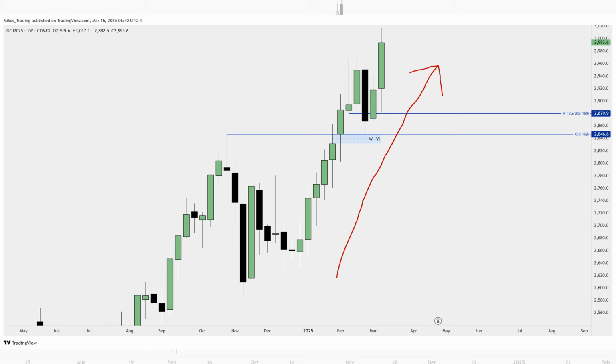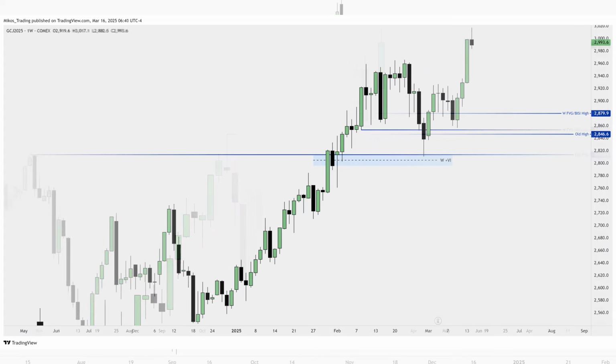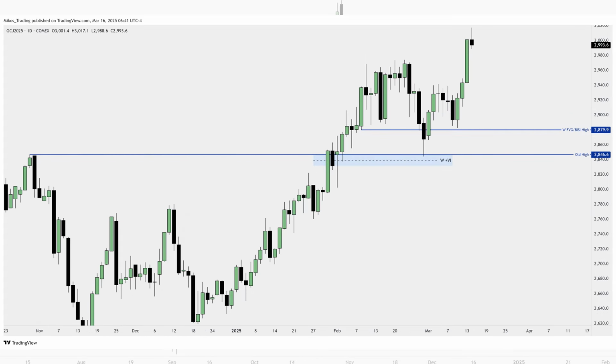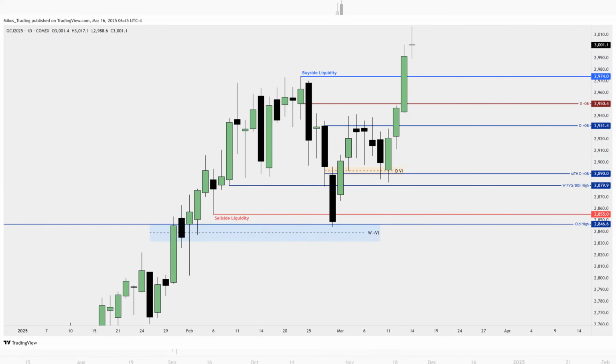We can now carry the weekly PD arrays to the daily chart. Here we can see the weekly PD arrays on the daily chart. If we zoom in to the current trading range on the daily chart, we can see that there was a 4-day retracement, followed by consolidation with small range candles.